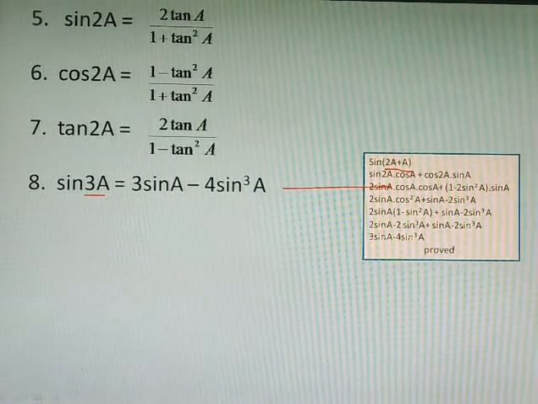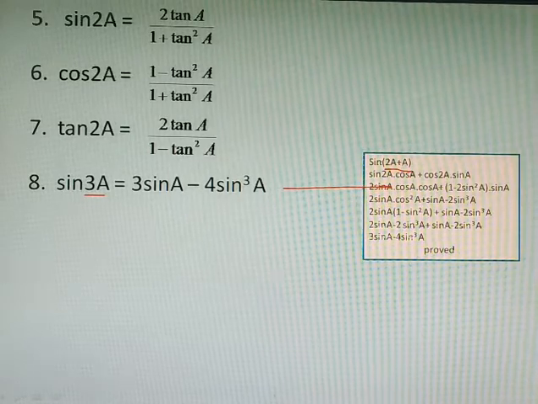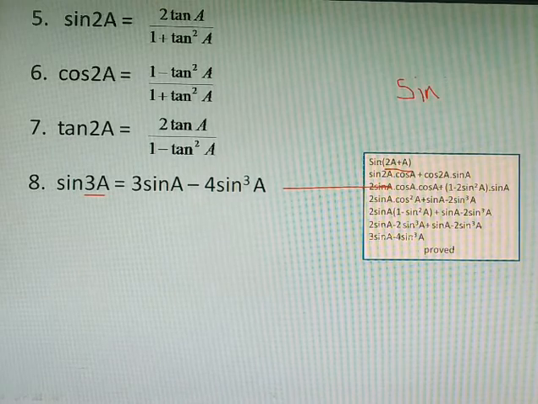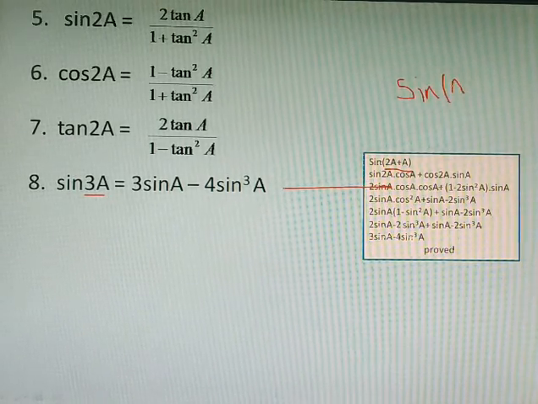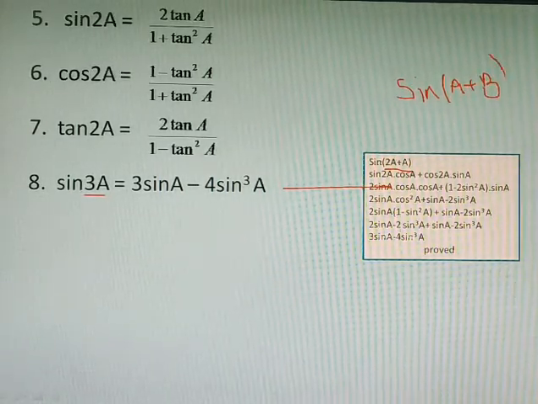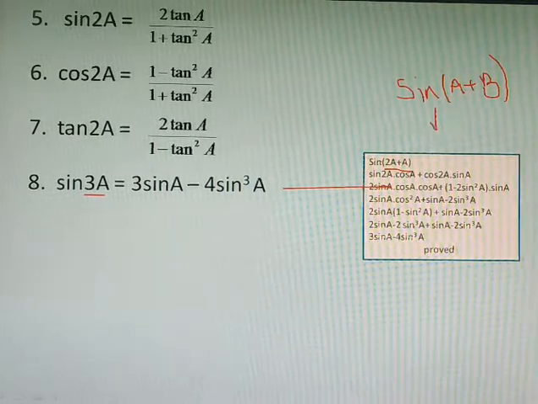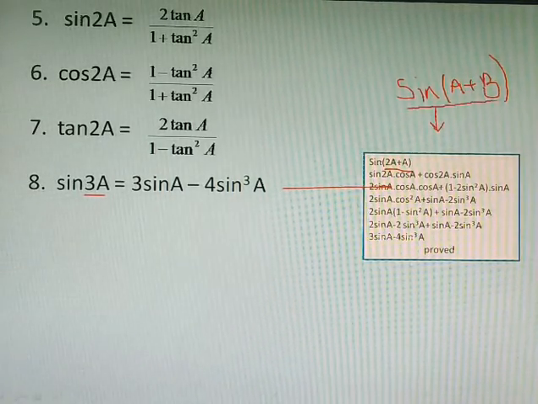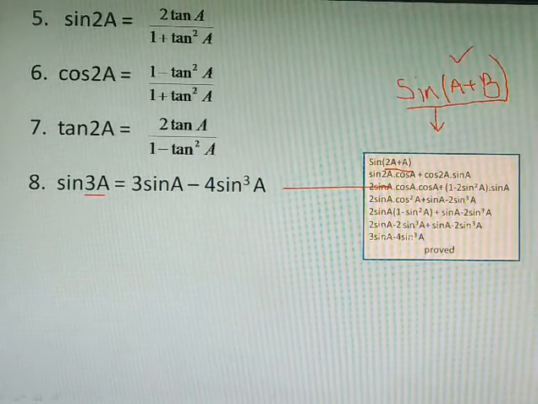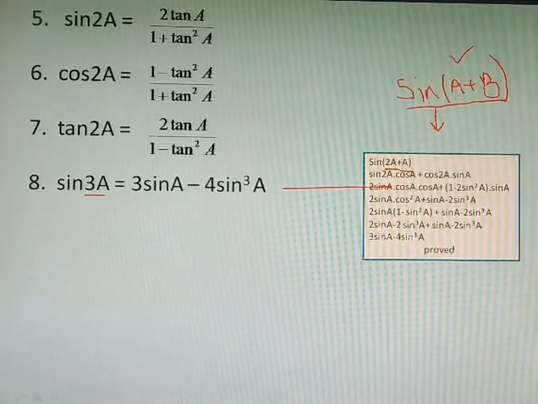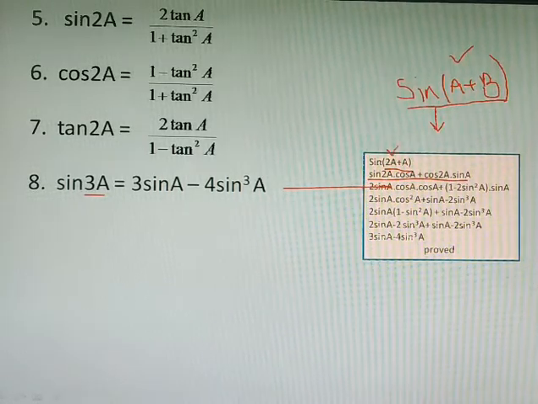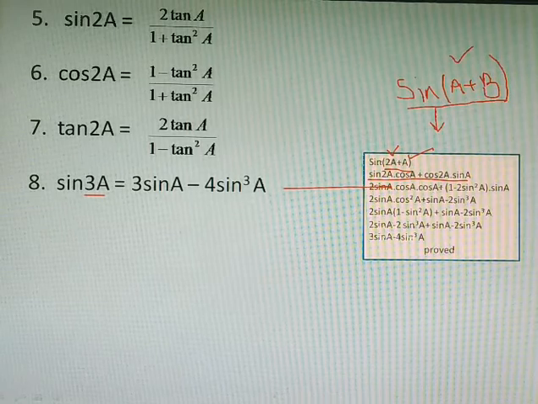Now this can be compared with the formula that I have mentioned in the previous slide also, that it can be compared with sin a plus b. So you might know the formula of sin a plus b. It's sin a into cos b plus cos a into sin b. So in the same form, we have written this second line. In place of a, there is 2a. In place of b, there is only a.